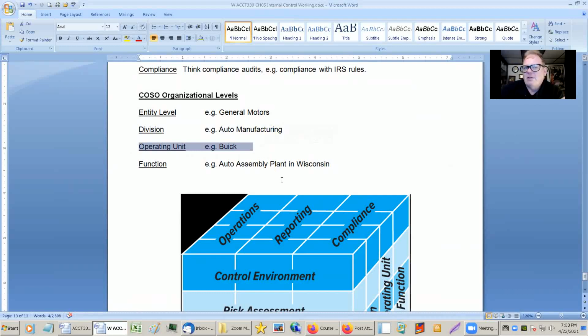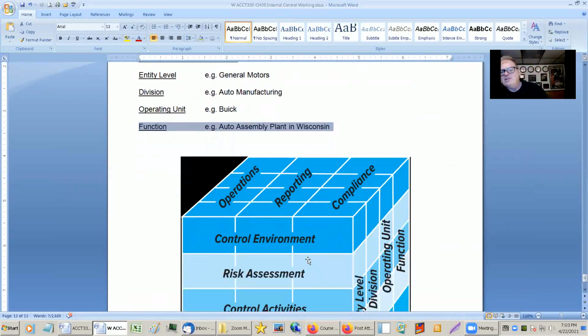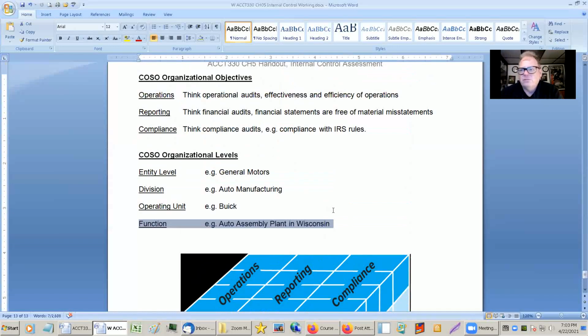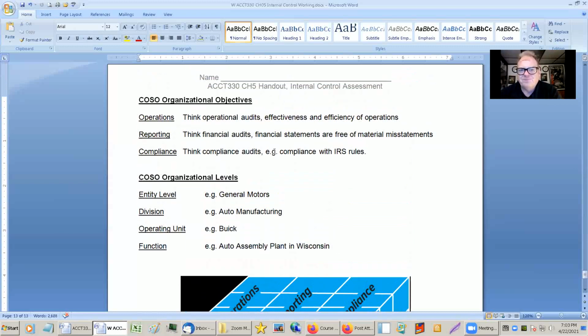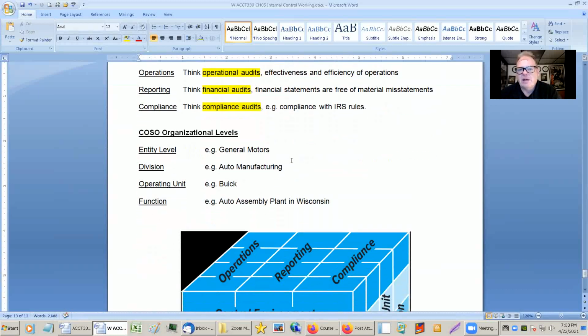Okay, well, operating unit, maybe Buick. Buick is an operating unit of General Motors. And then the function level, auto assembly plant in Wisconsin. That's the functional level, the people actually making the cars and so forth. And so these controls will affect all of them. Okay, and this is going to explain about the auditing: the operational audits, financial audits, compliance audits. All right. So those are the three types of audits.